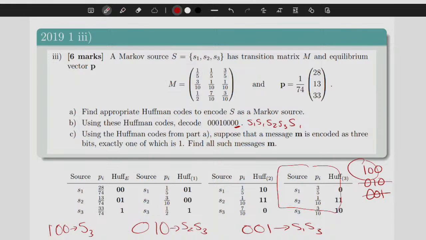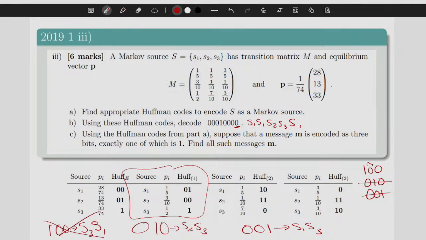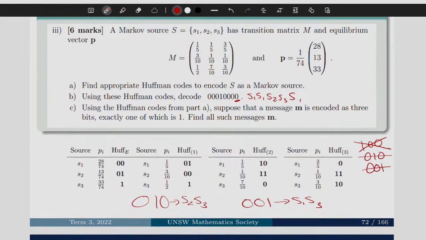Looking at the last one, is there anything that is 0, 0? Unfortunately, there is no 0, 0 here, so there is no valid match. If I have that extra 0 here, then I have S1, and then I need to look at Huffman 1 for a singular 0, that doesn't exist. So we actually can't decode 1, 0, 0. However, we can decode the other 2, so let's just cross that out. So find all messages M: my messages are going to be S2, S3, and S1, S3. And that's it.